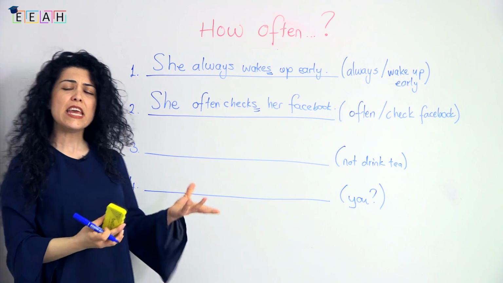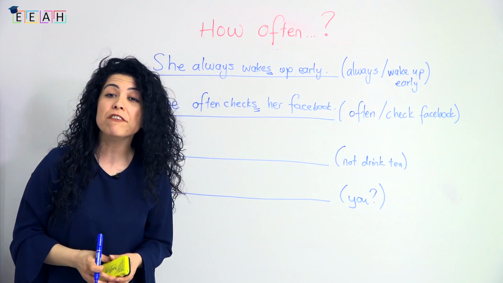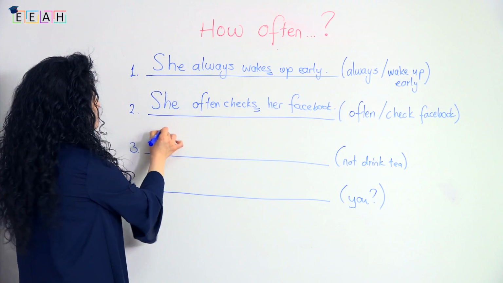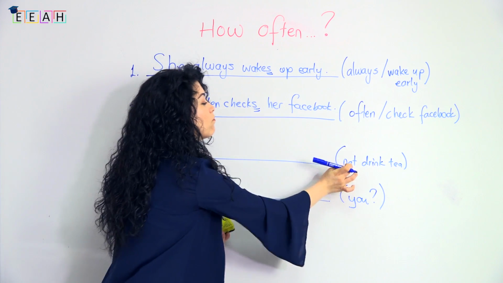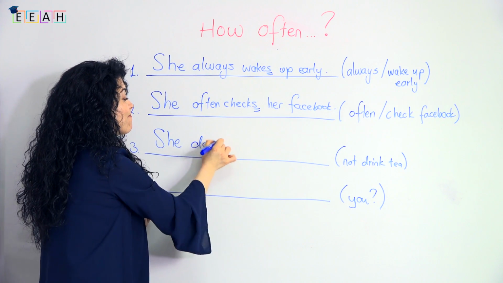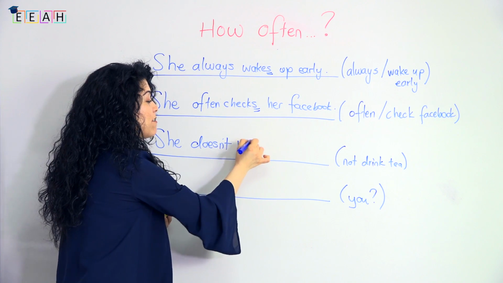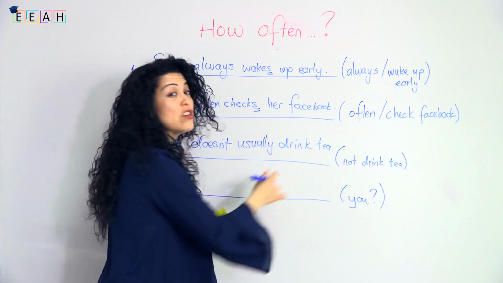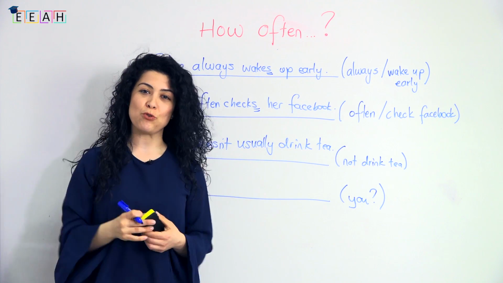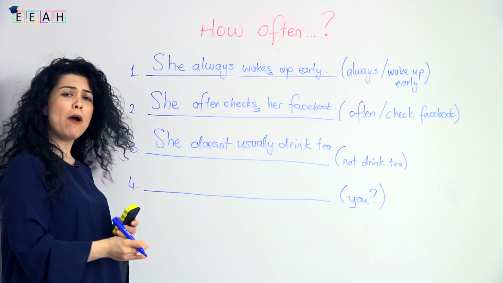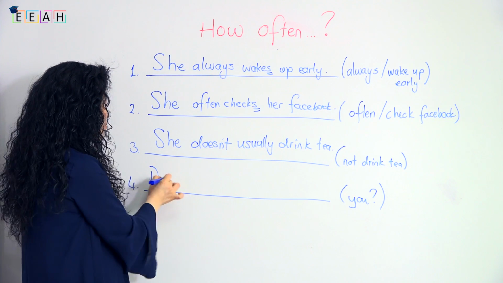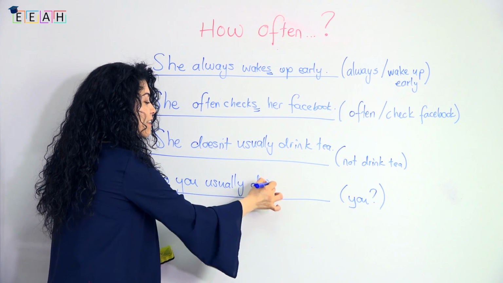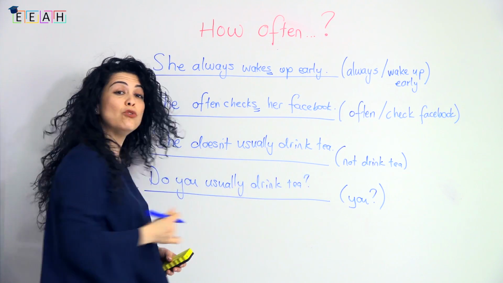Right. Tea. Drinking tea. How often does she drink tea? She doesn't usually drink tea. She's a coffee person, so she doesn't usually drink tea. Right. What about you? Do you usually drink tea? Do you usually drink tea?